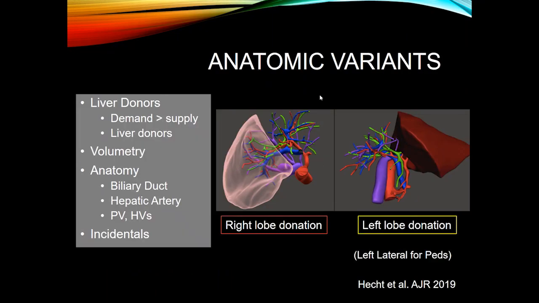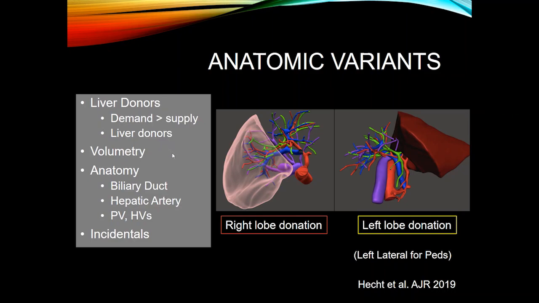So, very importantly, variants come into play not just for liver donors and renal donors, but also for pre-treatment planning. The more we do endovascular therapies, the more these variants come into play. So beginning with liver donors, as we know, the demand outweighs the supply, and so we're dealing with a lot of living donor potential candidates.